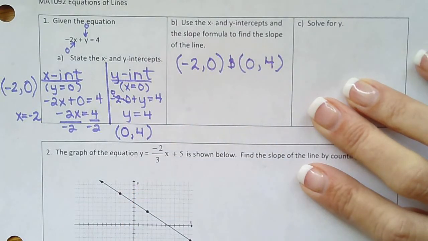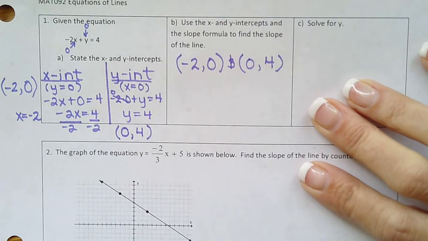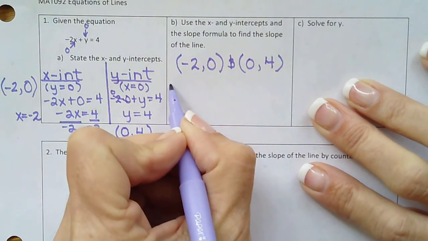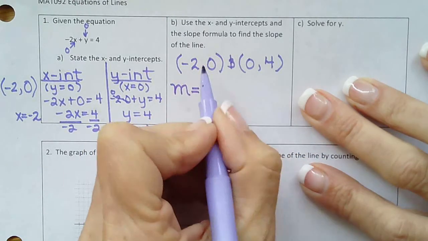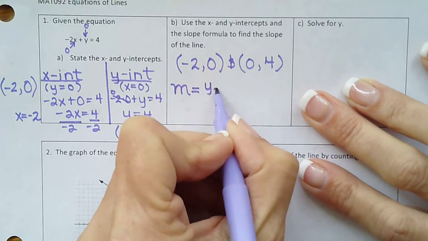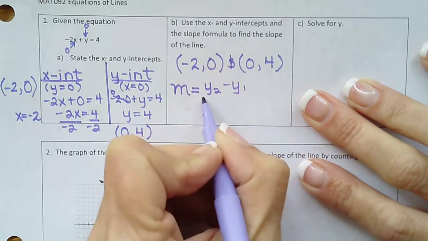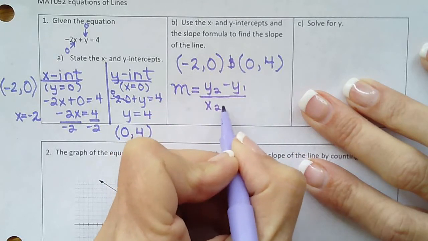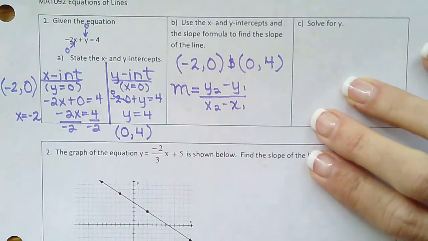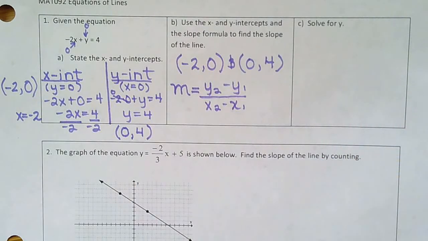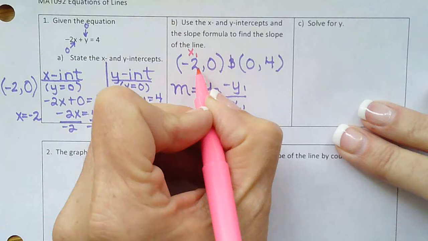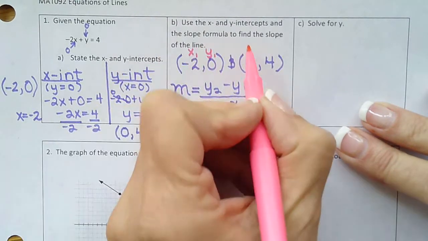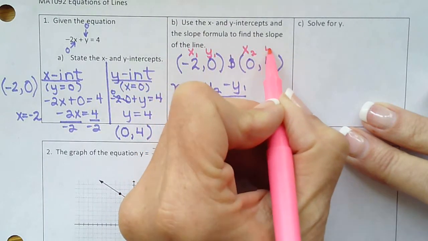So use the x and y intercepts and the slope formula. Remember that? I think we'd written it about 5 times by the time we got through that lesson to find the slope. So let's go ahead and write it again. It never hurts to write it again. Second y minus first y over second x minus the first x. And when we were doing this in class, I said it's nice if you label these ahead of time, then you just plug and chug. So this is my first x, this is my first y, this is my second x, this is my second y.